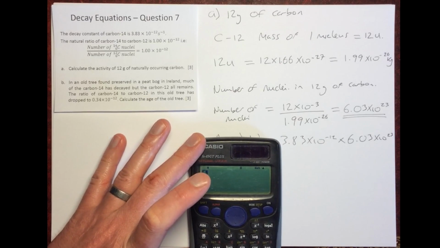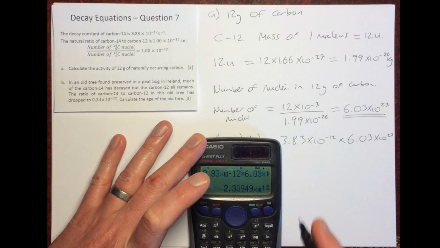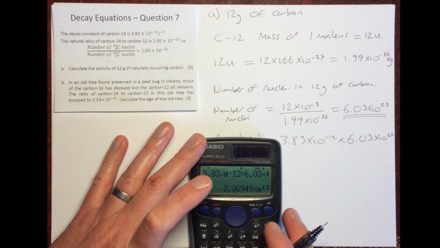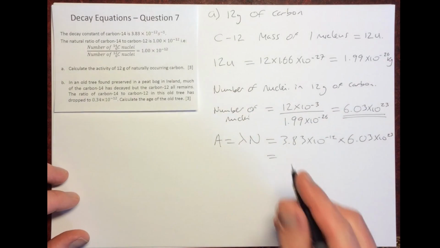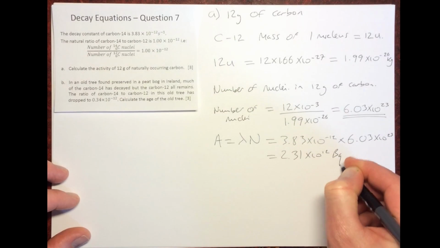Okay, so it's going to be 3.83 times 10 to the minus 12, 6.03 times 10. That's going to give me 2.31 times 10 to the 12 becquerels.